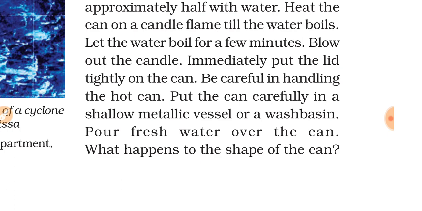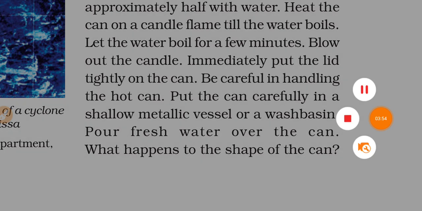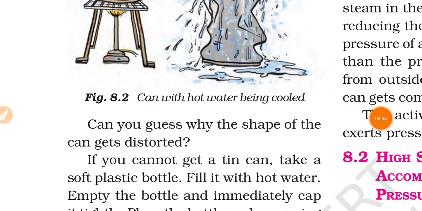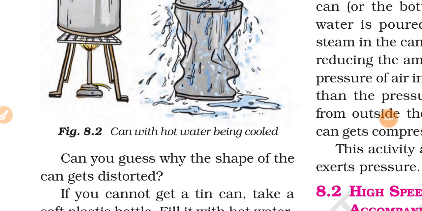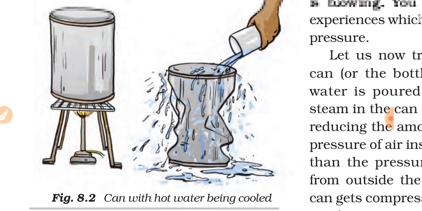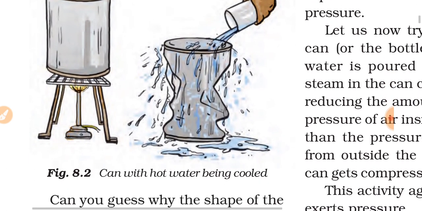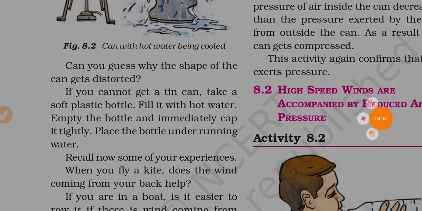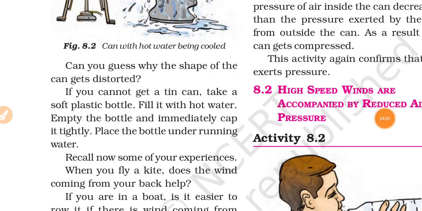What happens to the shape of the can? Can you guess why the shape of the can gets distorted? You can see this if you do this activity, the can with hot water being cooled. If you cannot get a tin can, take a soft plastic bottle, fill it with hot water, empty the bottle after some time, immediately cap it tightly. Place the bottle under running water.